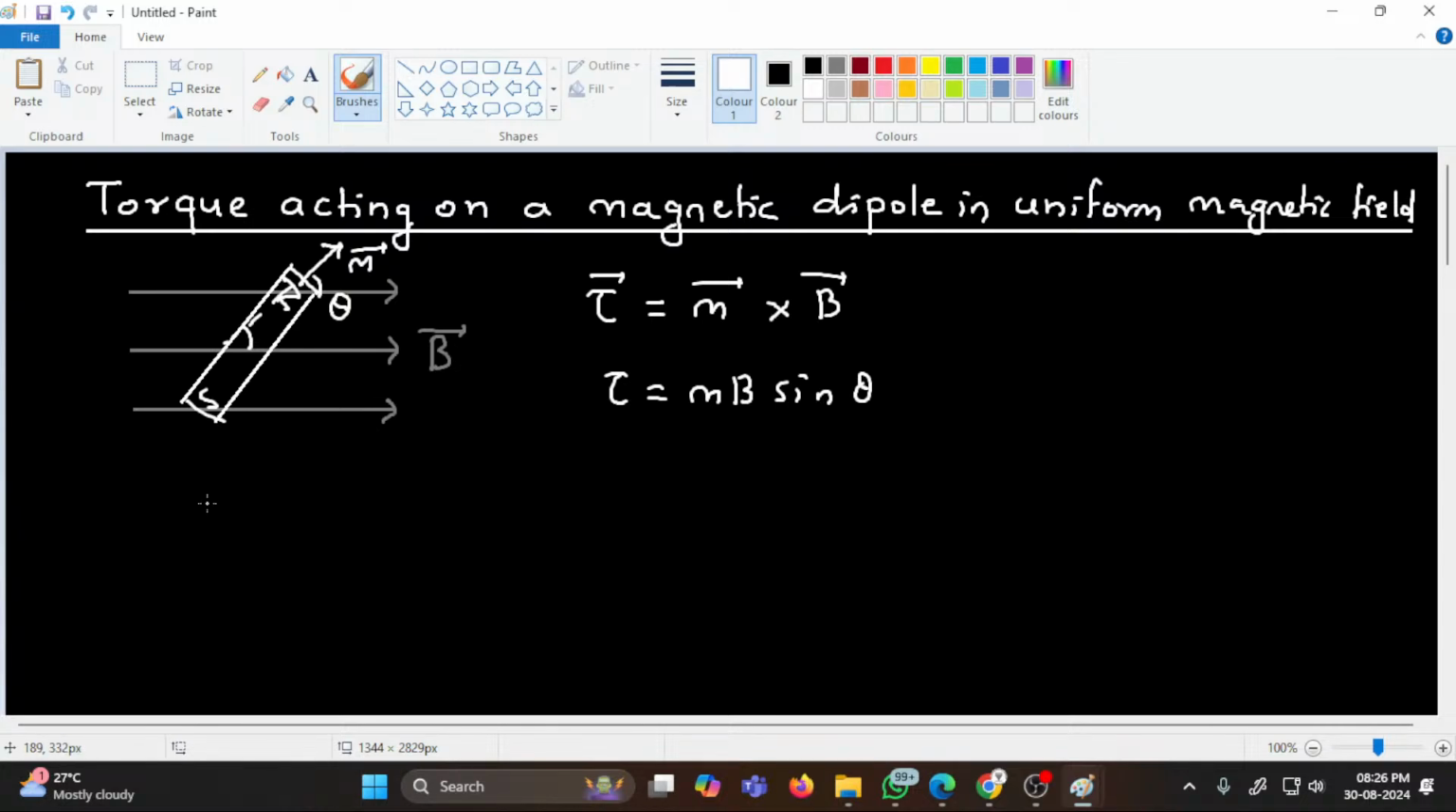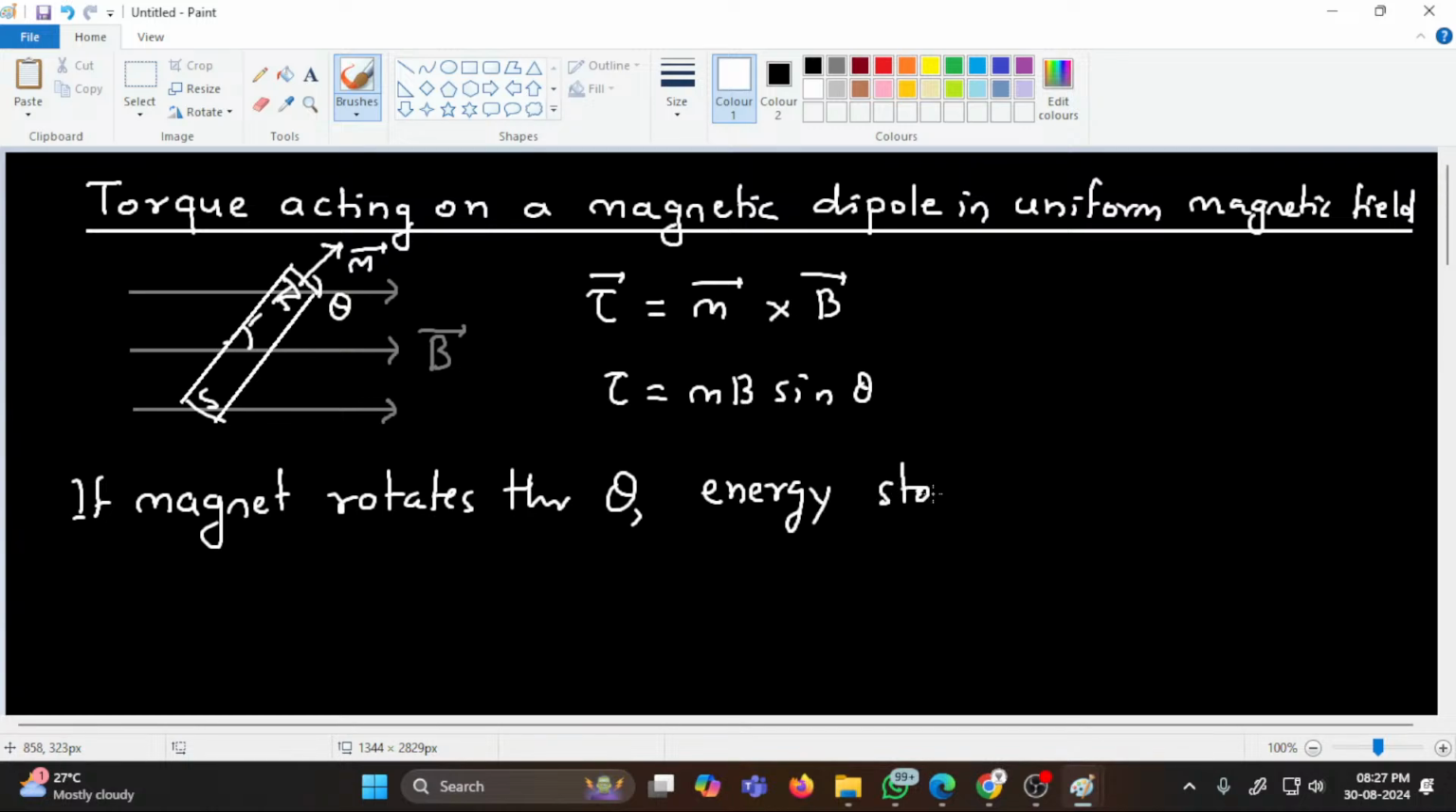If the magnet rotates through an angle theta, the energy stored in the magnet is U, equal to the integration from 0 to theta of tau d theta. It is like this, F bar dot ds bar.